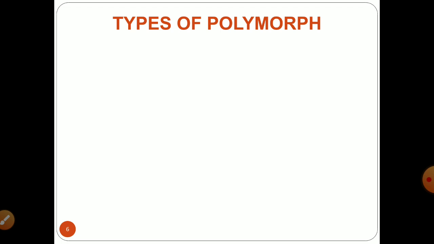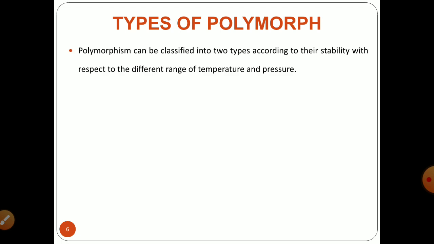Now, there are different types of polymorphs. What is meant by polymorphs? Polymorphs are the forms that have been generated by means of polymorphism. And this polymorphism can be classified into two types according to their stability. So, stability governs the polymorphism with different ranges of temperature and pressure. The polymorphism is categorized into two main types: monotropic systems and enantiotropic systems. Let's see what is meant by a monotropic system and what is meant by an enantiotropic system.